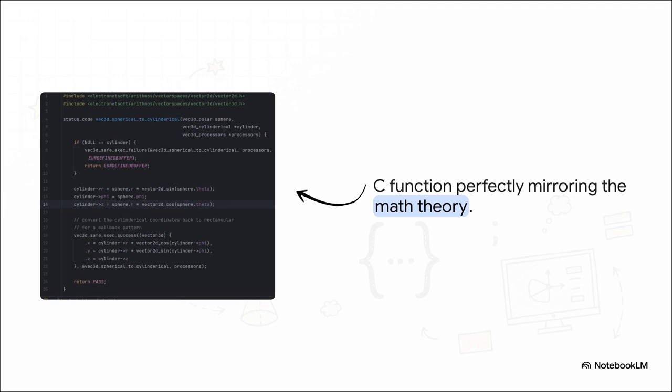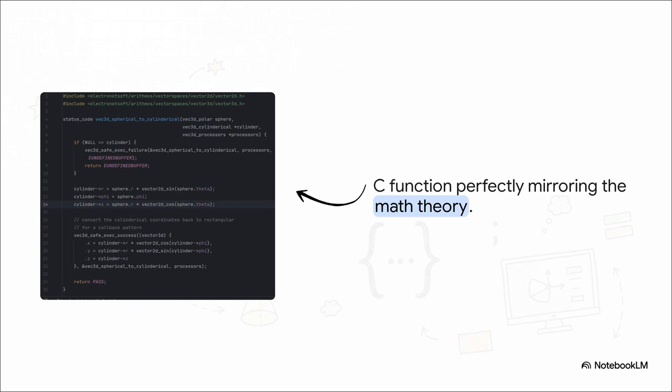Notice the logic in this C function for converting spherical coordinates to cylindrical ones. The code, where the cylinder's r is set to the sphere's r times the sine of theta, perfectly mirrors the handwritten trigonometric derivations we just reviewed. The mathematical theory wasn't just some abstract concept floating in the ether. It is literally the exact blueprint for the application logic.